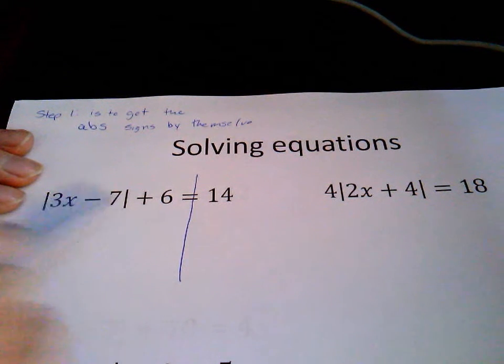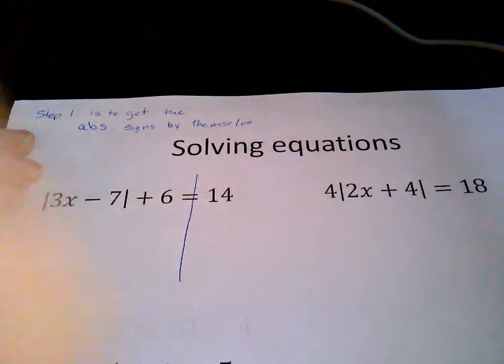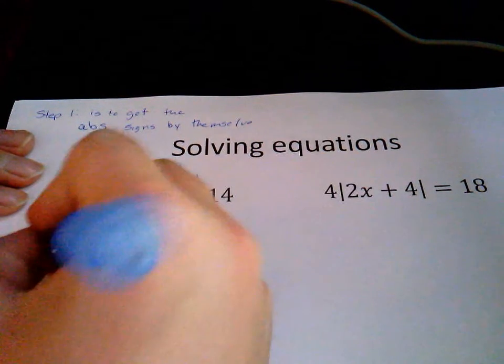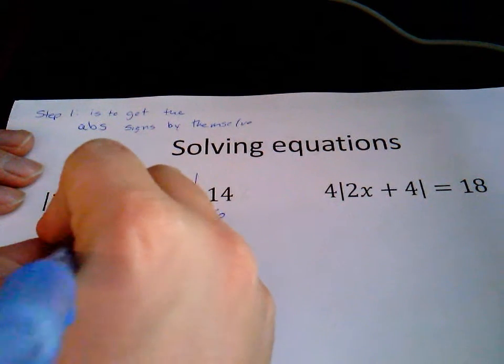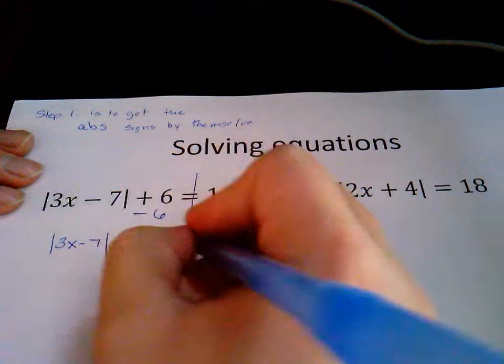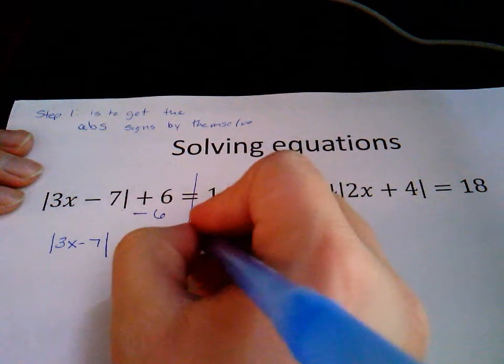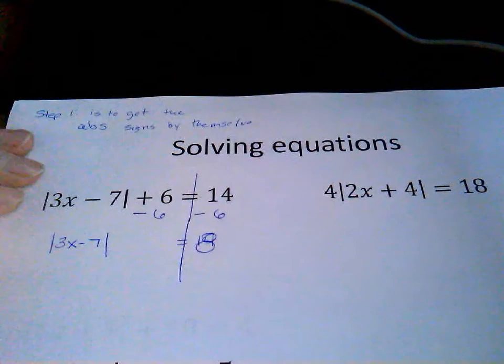So, we're going to get rid of the 6. How do we do that? Well, we subtract 6 from both sides. Now we have the absolute value of 3x minus 7 equals 14. Oh, not 14, I'm sorry, 8. Okay?